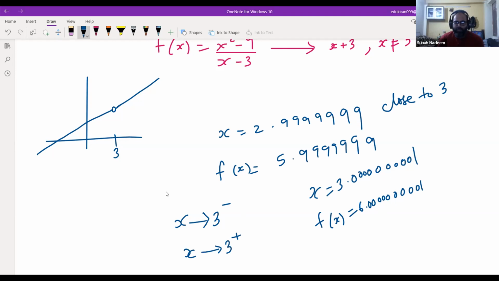So if it is given that x is approaching 3 minus, this is called the left hand limit, and x approaching 3 plus is called the right hand limit. So this is the left hand limit concept and the right hand limit concept.